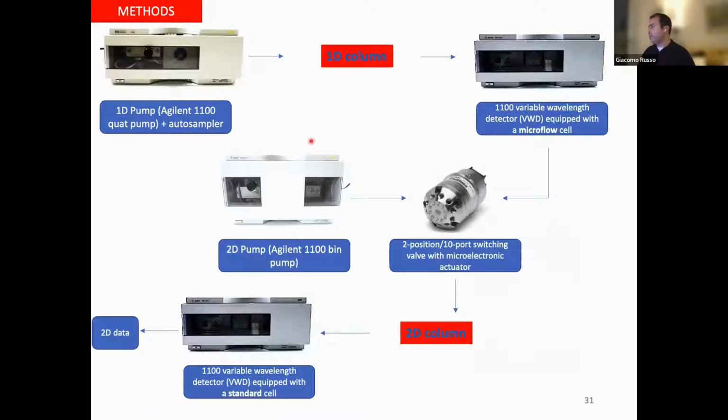We had to build up a 2DLC in-house in this specific case. We used a two-position 10-port switching valve that is able to transfer the effluent from the first dimension separation directly to the second dimension. So essentially we had two pumps, one for the first dimension, which is a quaternary pump, and one for the second dimension, which is instead a binary pump, and two UV detectors, okay? And we can use a one dimension column for the first separation and a second dimension column for the second separation.